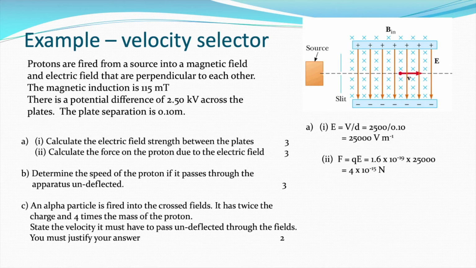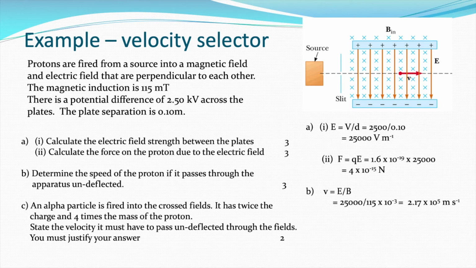Part B, determine the speed of the proton if it passes through the apparatus undeflected. Well, we can calculate that speed because it's equal to the electric field strength divided by the magnetic induction. v equals E over B, 25,000 over 115 millitesla, which gives us 2.17 times 10 to the 5 meters per second.